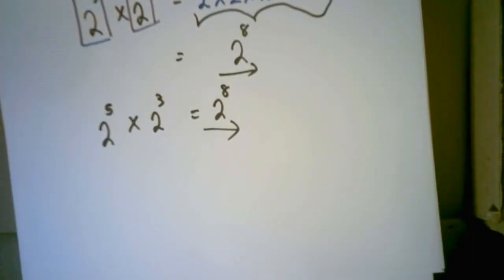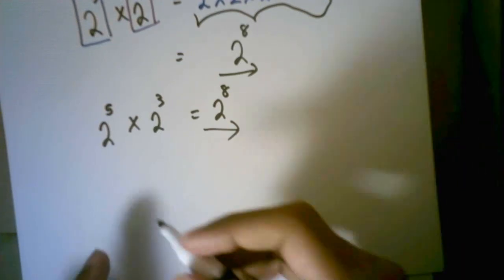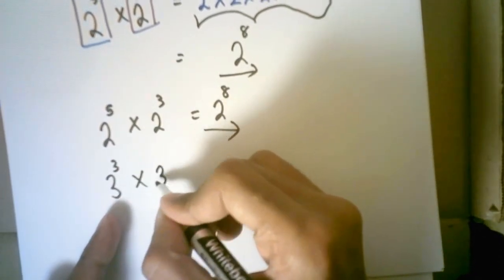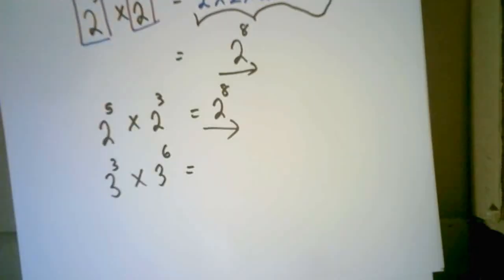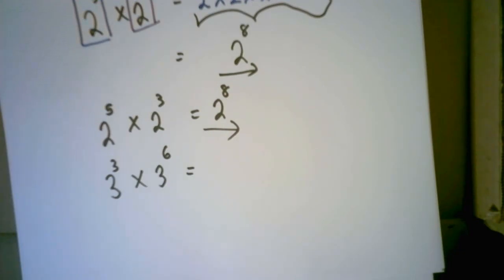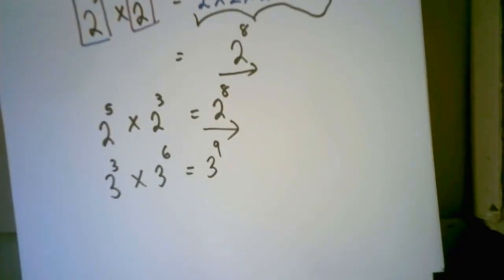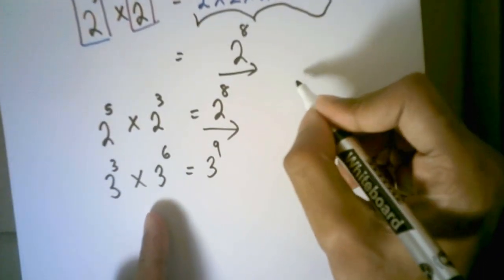That's what we have. Now we can investigate this with a couple of other things. For example, we can see that 3 raised to the power of 3, or 3 cubed, times 3 raised to the power of, let's say, 6, and I expand out 3 cubed and I expand out 3 raised to the power of 6, it will give me 3 raised to the power of 9. And you can do this investigation with other numbers as well.